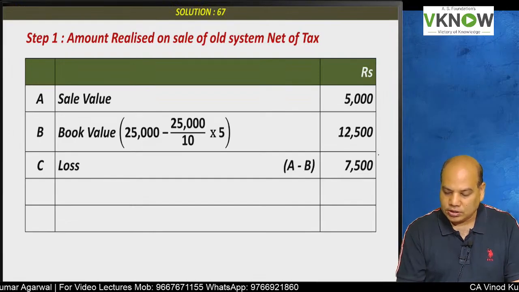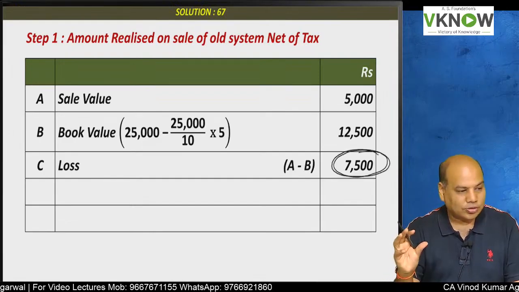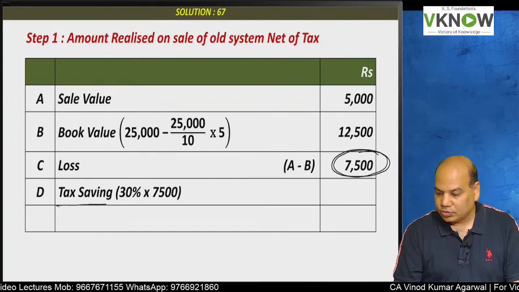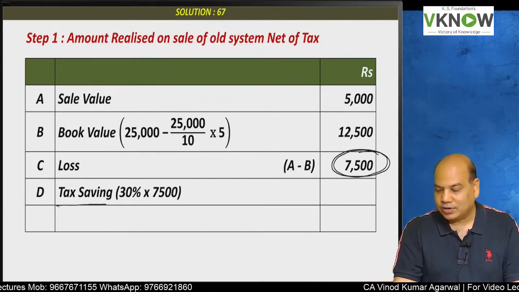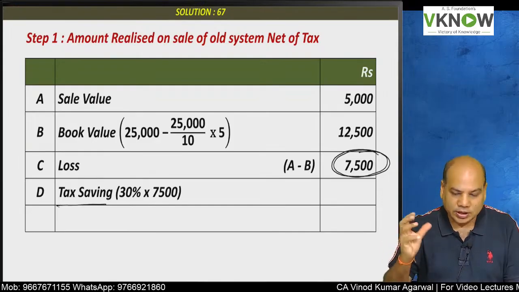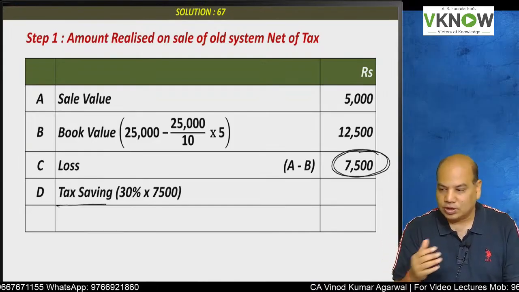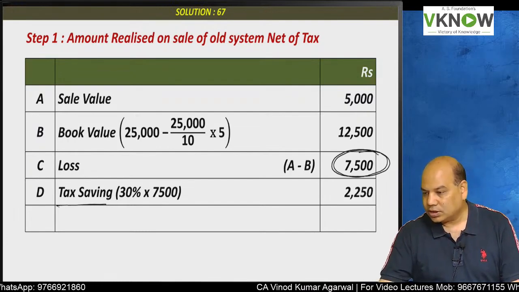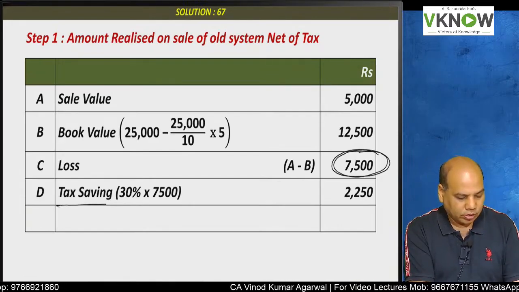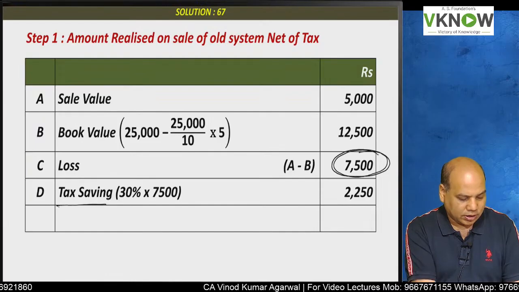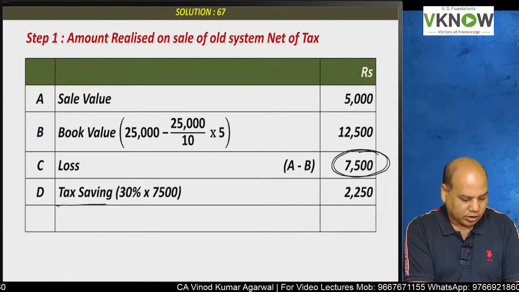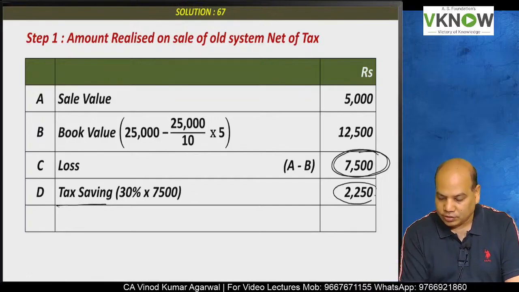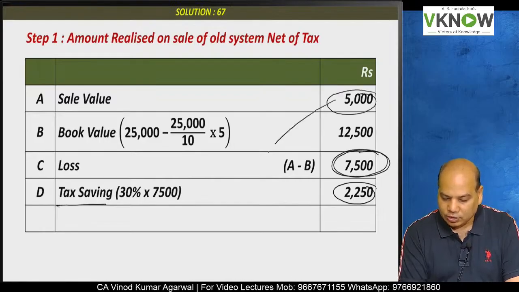But then loss also has a silver lining. Loss also has an advantage. It will be helpful in tax saving. Loss can be adjusted against some other income and you will have tax saving. So tax saving will be 30% of 7,500. Assume that loss will be adjusted against other income. So 7,500 into 30%, 2,250 will be tax saving. 5,000 is sale value.